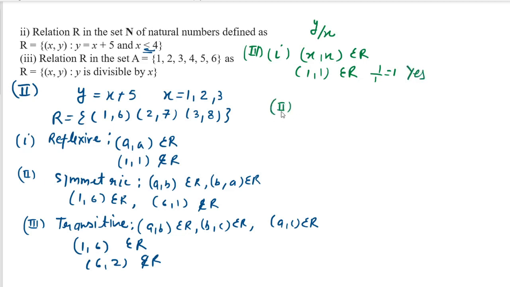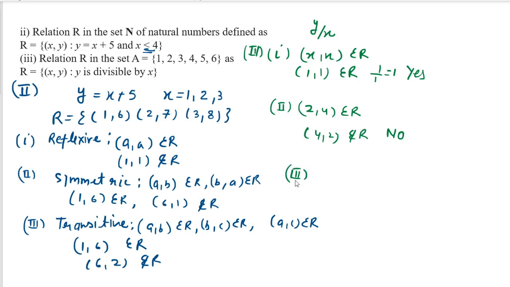For the second part, what can I say? For the second part, I can say one thing, children. If I take (2, 4), then (2, 4) belongs to R, because 4 is divisible by 2. But I cannot say that (4, 2) belongs to R; (4, 2) does not belong to R. So it is not symmetric. So what will we write down? No. No means not symmetric.